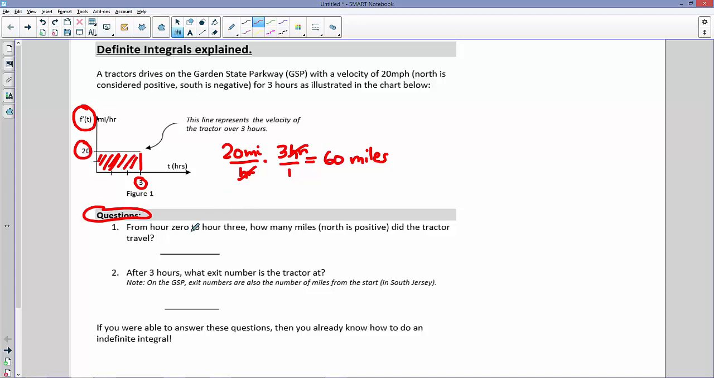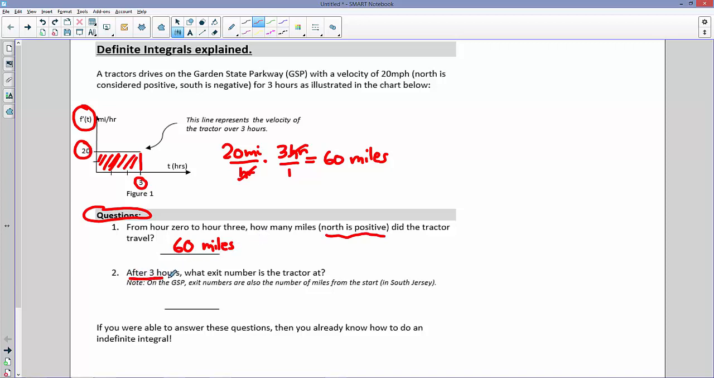Okay, so you know this. From hour 0 to hour 3, how many miles north, with north defined as positive, of course, did the tractor travel? We know it's 60 miles. And we're going to hit this point I'm about to make over and over again. That's 60 miles north. We don't know where you started unless they told you in the problem. So we don't know what exit we're at. We don't know what mile number we're at, but we do know we've moved 60 miles north from our original position.